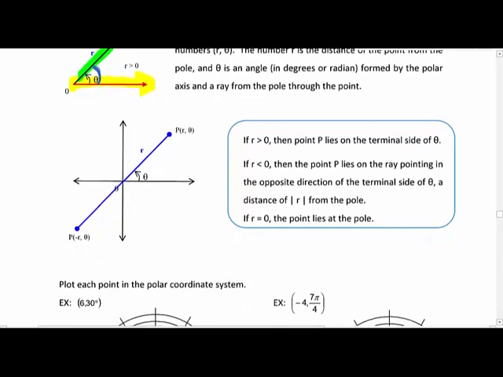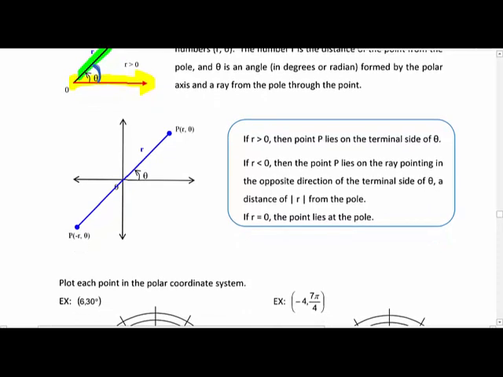So here's where things get a little bit weird though. If your r value is positive, then the point P lies on the terminal side of theta. So you're going to actually find your angle theta first. And if your r is positive, you're going to go in the direction of theta. But if r is negative, then the point P lies on the ray pointing in the opposite direction of the terminal side of theta, a distance of absolute value of r from the pole. So if your r value is negative, you're going to find your theta, but instead of going towards theta, you're going to go in the opposite direction and plot your point. And if r is actually 0, then your point lies right on top of the pole.